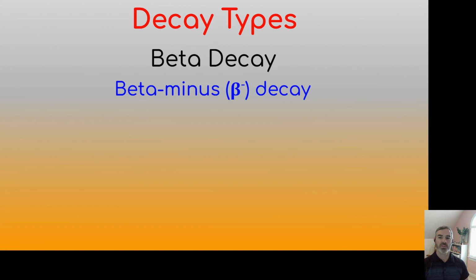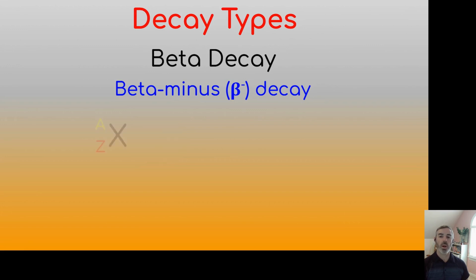Now, another type of decay is called a beta decay. And there are two types of beta decay. The first one we're going to talk about is beta minus decay. What happens in beta minus decay is that carbon-14 breaks down into nitrogen, an electron, and something called an antineutrino. That electron is known as the beta minus particle.